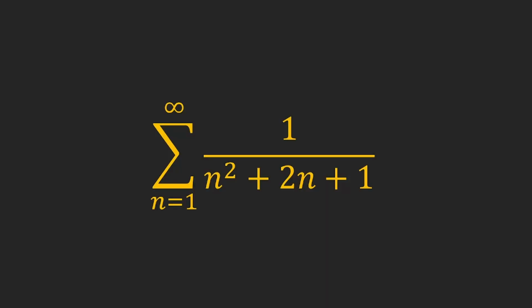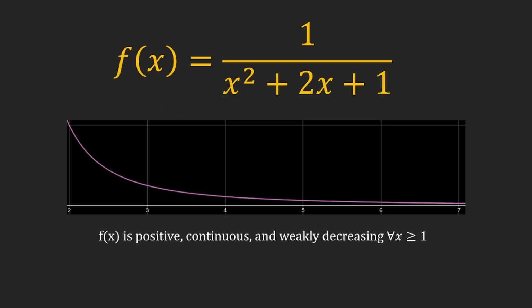All right, now let us look at another sum. We have the sum from 1 to infinity of 1 over n squared plus 2n plus 1. I'm going to turn the sequence into a function, and we'll see that f of x is positive, continuous, and weakly decreasing for all x greater than or equal to 1. So if you wished, you could do an integral test on this, although I don't recommend it.